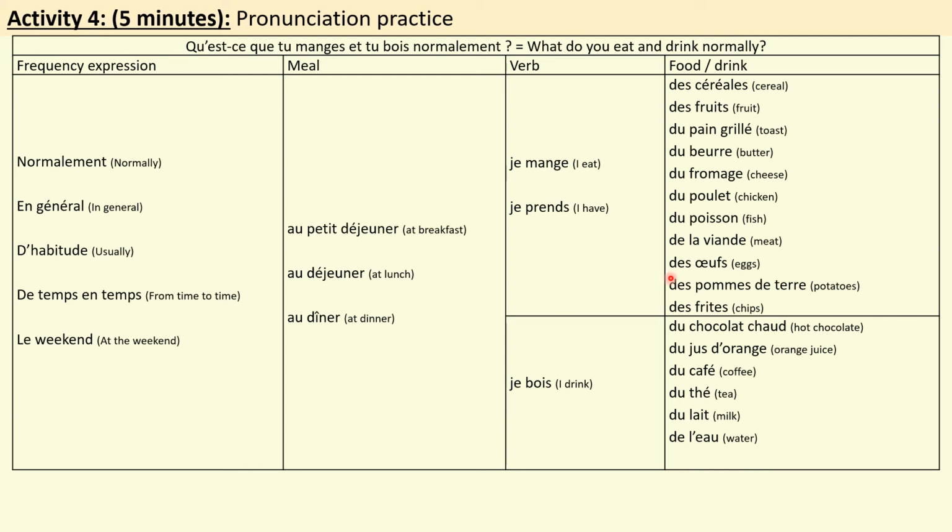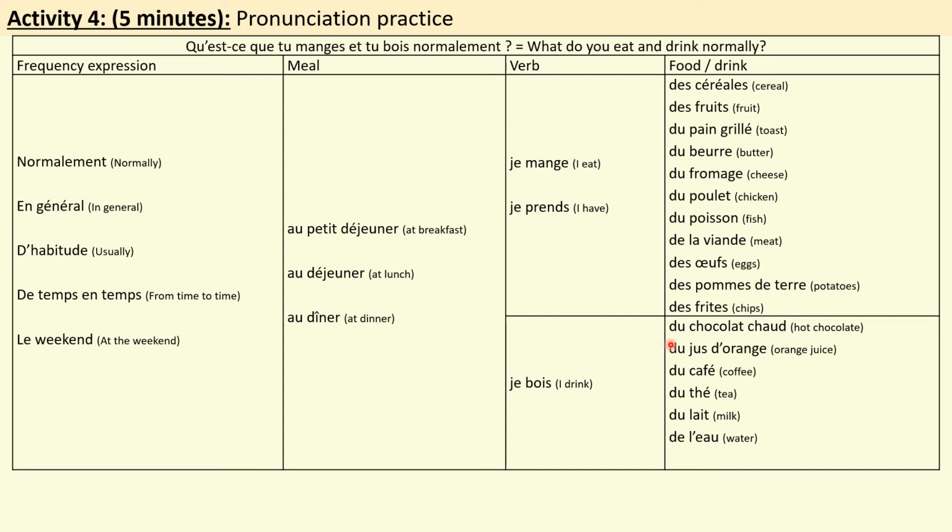Écoutez et répétez des œufs. And again, des œufs. So we've had eggs before, we've had potatoes before. Let's just practice one more time. Des pommes de terre. Des pommes de terre. And we've added chips. Écoutez et répétez. Des frites. Des frites. Good. Okay. Now we're going to use je bois and the drinks.